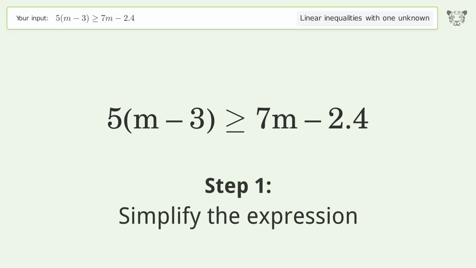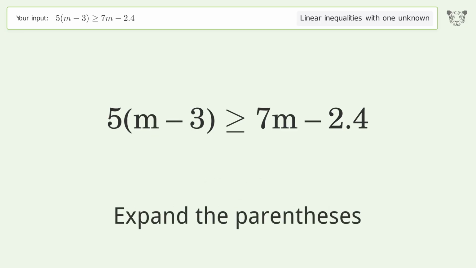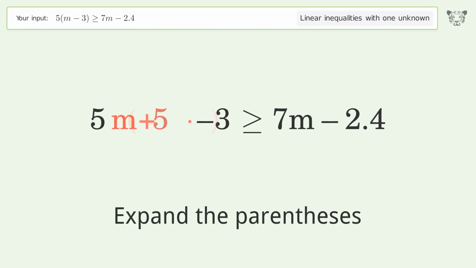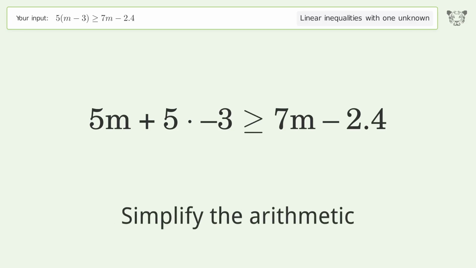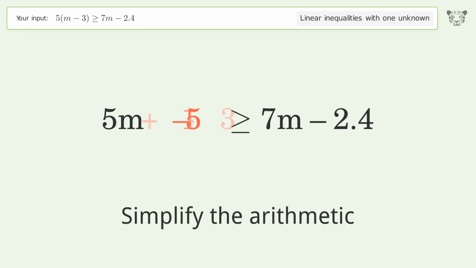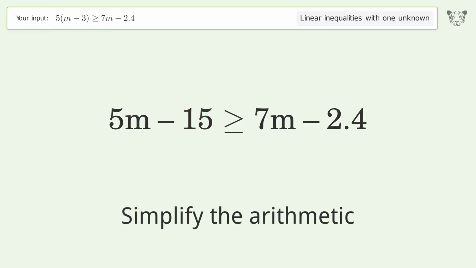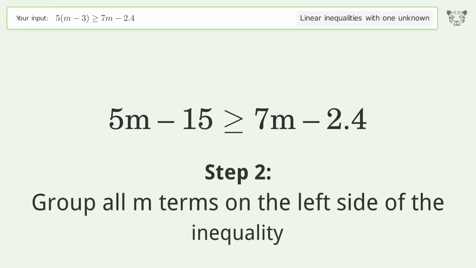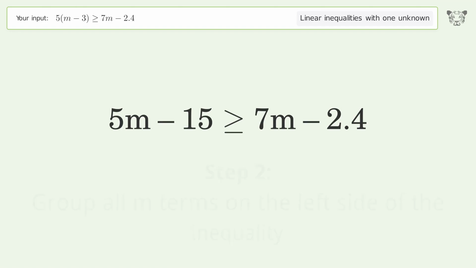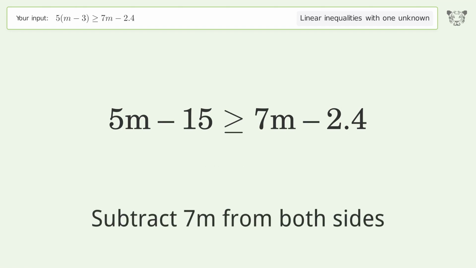Simplify the expression. Expand the parentheses. Simplify the arithmetic. Group all m terms on the left side of the inequality. Subtract 7m from both sides.